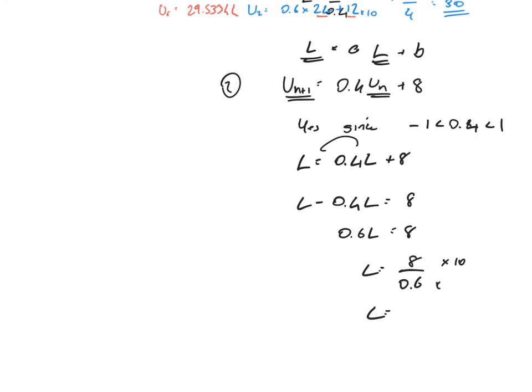Multiply top and bottom by 10. And that will be 80 over 6. Okay, so that won't give me a whole number, but I can just leave it as a fraction. I could divide top and bottom by 2. And that will give me 40 over 3. Okay, let's try an example 3.